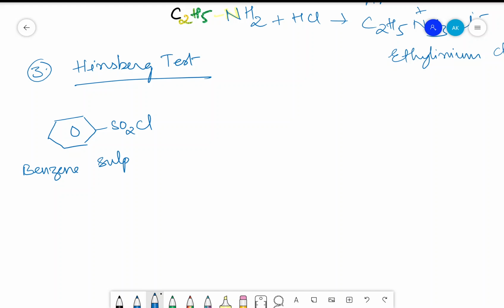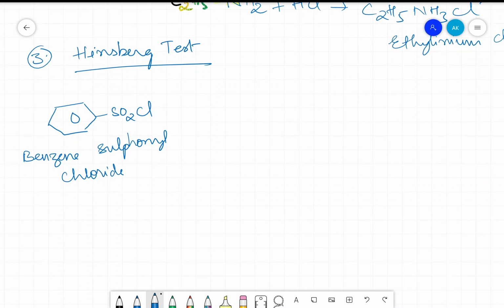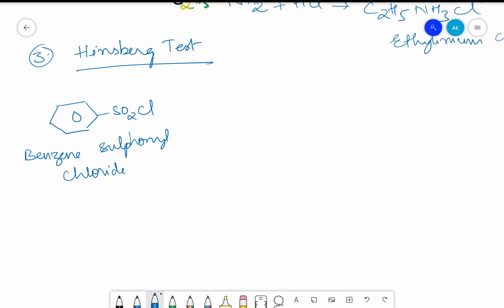sulfonyl chloride. The importance of this particular reaction or qualitative test is we can easily identify whether the compound is primary, secondary or tertiary. So Hinsberg is basically for primary, secondary and tertiary amines if you want to separate them. So what happens is when you are going to use benzene sulfonyl chloride, we are going to react this with our amine. This amine is primary amine.